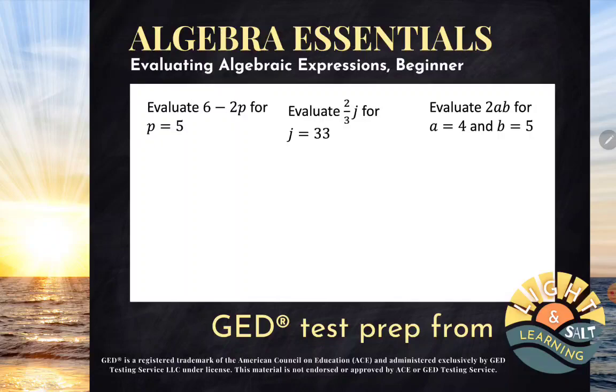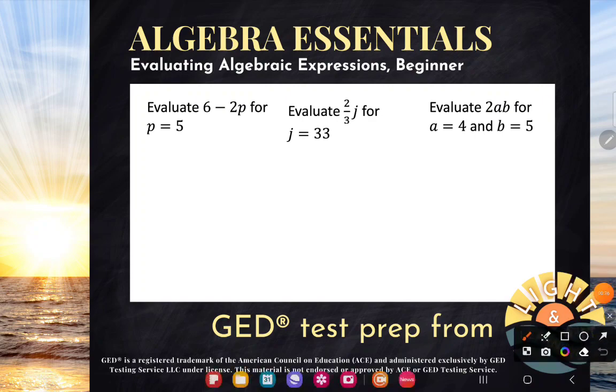Let's take a look. First one says, evaluate 6 minus 2p for p equals 5. And the first complaint I have is, oh my gosh, there's a letter. And I'm like, not really. If we stopped right here, where it says evaluate 6 minus 2p, I'd agree with you. There's a letter. I don't know what it is. There's not much I can do here, but I didn't stop there. Look, I gave you more information.